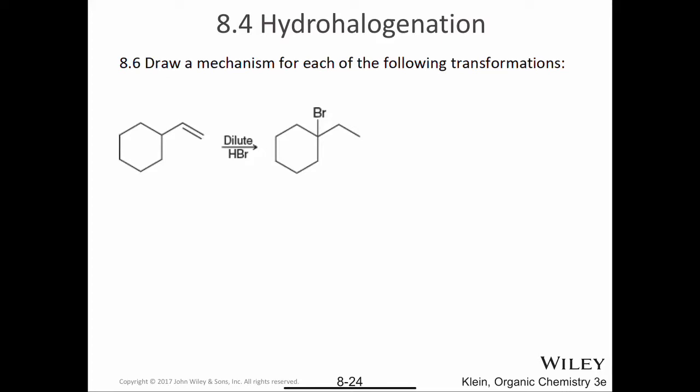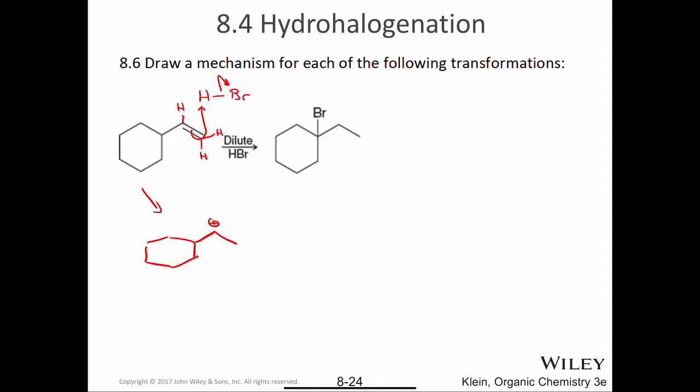So it says here, draw a mechanism for each of the following transformations. Well, there's only one, so let's just do that one. So let's do the first step, and that's going to be the double bond taking on the proton from HBr, again following Markovnikov addition. So I'm going to draw the carbocation that I would get. Again, I'm following the rule, the rich get richer. This carbon has two hydrogens attached to it, and this one only has one attached to it. So I'm going to draw my carbocation.